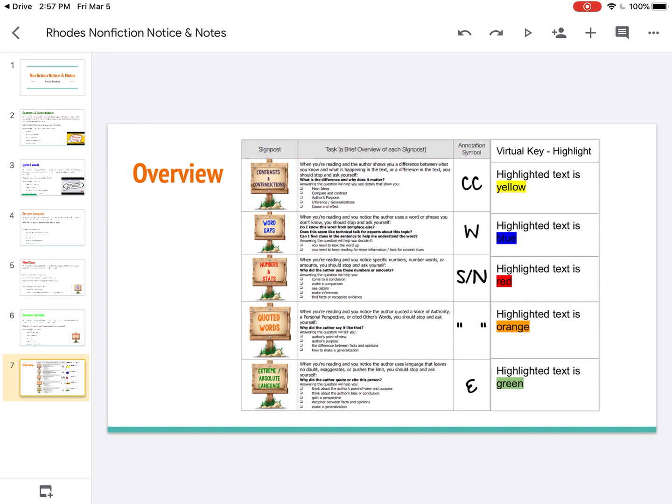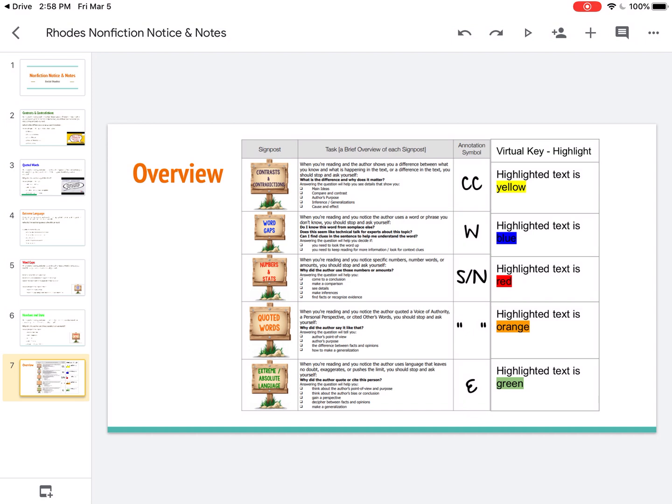Numbers and stats, whenever you see something that has some kind of statistical data, some information, years, those kinds of things, you're going to stop and highlight the text red. And quoted words are going to be highlighted in orange. So this is anything that is coming directly from a person of authority. And last but not least, if you're going to use extreme or absolute language, you're also going to highlight your words in green.